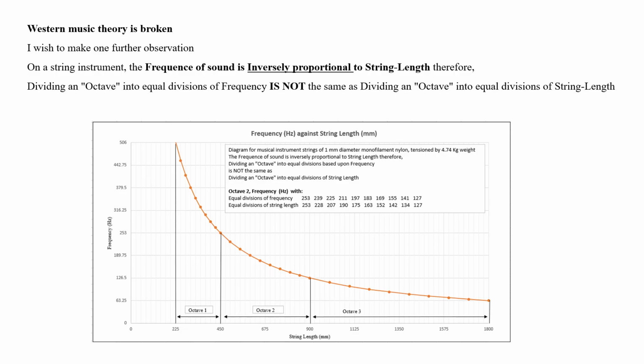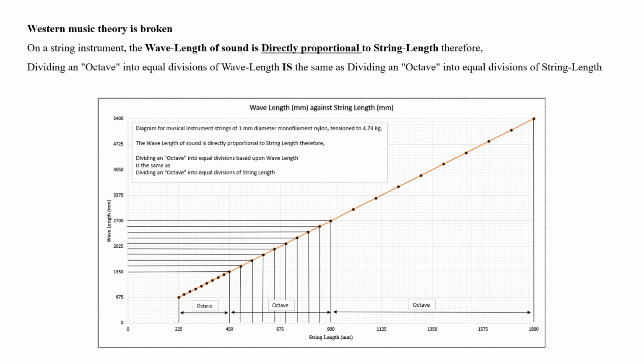And I wish to make one further observation. On a stringed instrument, the frequency of sound is inversely proportional to the string length. Therefore, dividing an octave into equal divisions of frequency is not the same as dividing an octave into equal divisions of string length. While on a stringed instrument, the wavelength of sound is directly proportional to string length. Therefore, dividing an octave into equal divisions of wavelength is the same as dividing an octave into equal divisions of string length.